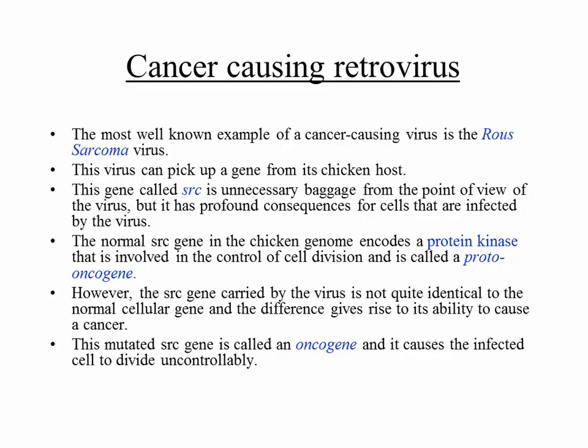So this gene, which is called SRC, is unnecessary baggage from the point of view of the virus, but it has got profound consequences for cells that are infected by the virus. The normal SRC gene in the chicken genome encodes a protein kinase that is involved in the control of cell division, right? What is a protein kinase? Anybody?